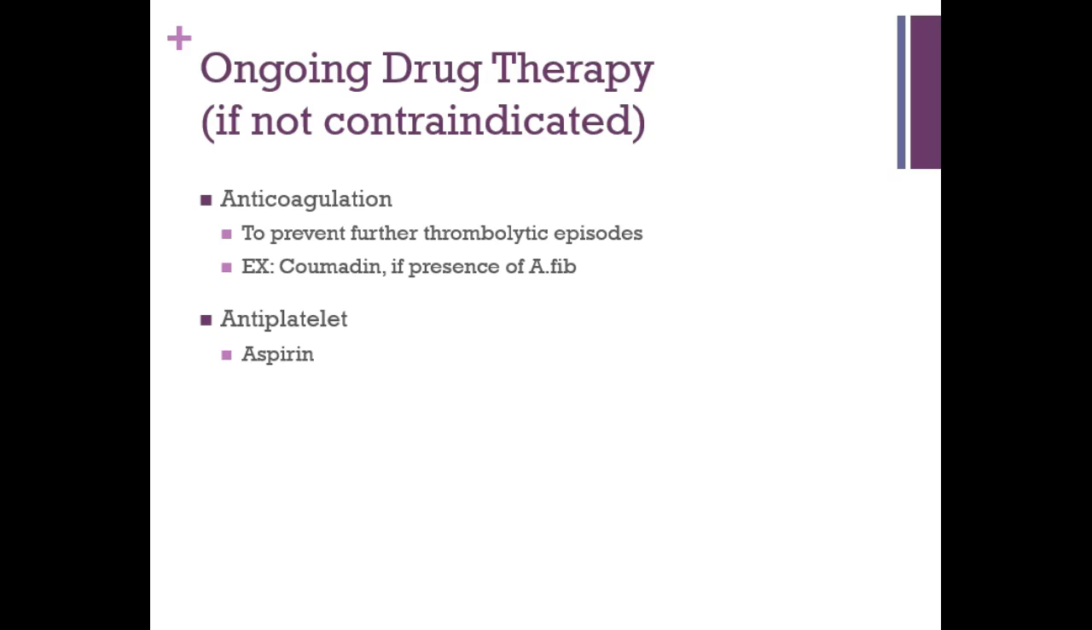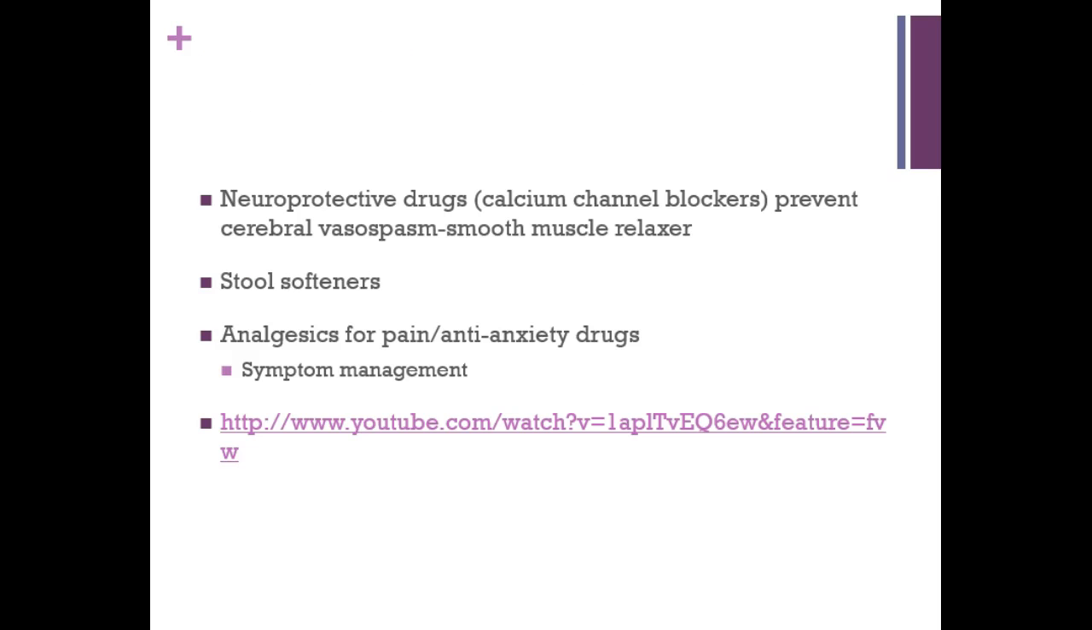So here's ongoing drug therapy. They will be on anticoagulants to prevent further thrombotic episodes, like Coumadin, especially if they have a heart rhythm condition called atrial fibrillation. And also they'll probably be on aspirin too. Those drugs are controlled by either the physician or the pharmacist by lab values, getting their INR, PT, PTT drawn. So here's more information. You want the patients on stool softeners, analgesics. We'll review videos in class.